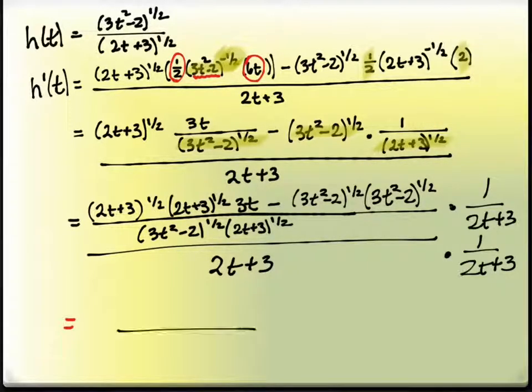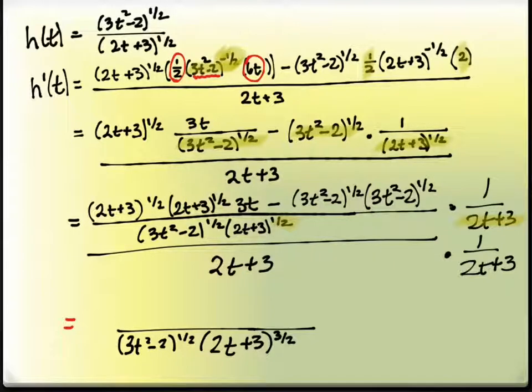So my denominator now has 3t squared minus 2 to the 1/2 and 2t plus 3. And I have 1/2. And I have this one, which has a power of 1, so that's 1 1/2 or 3/2. And we're getting really close to the end of the problem. Really, really close. Because lovely things are about to happen.